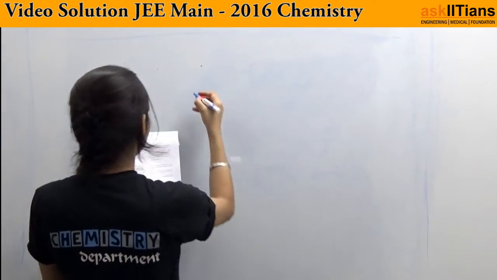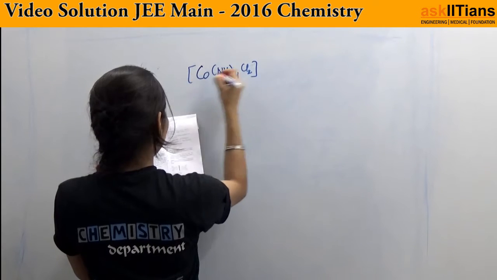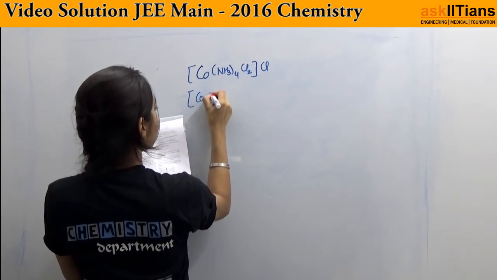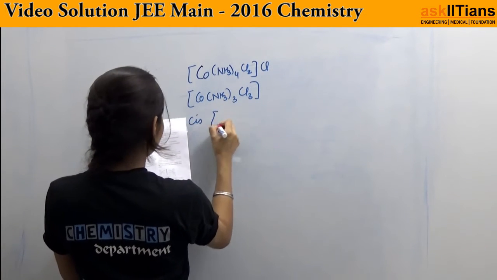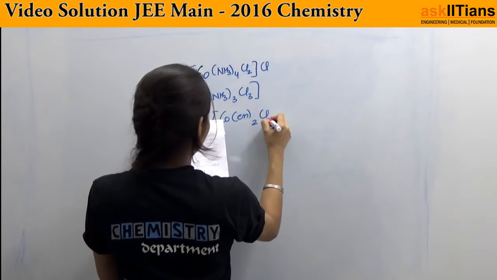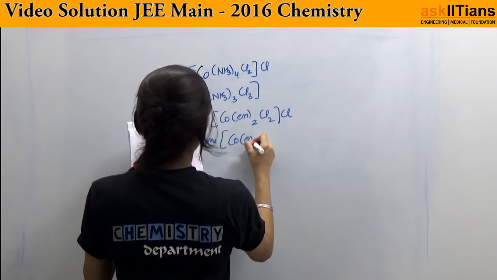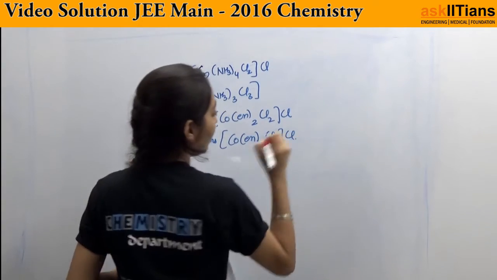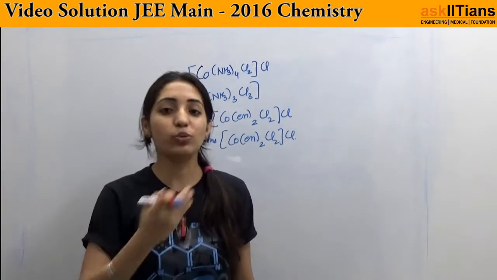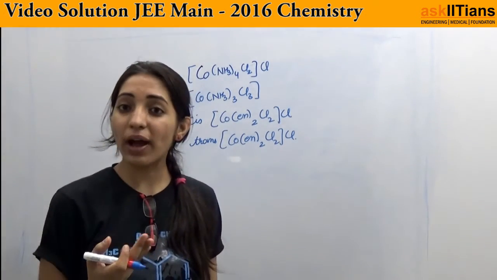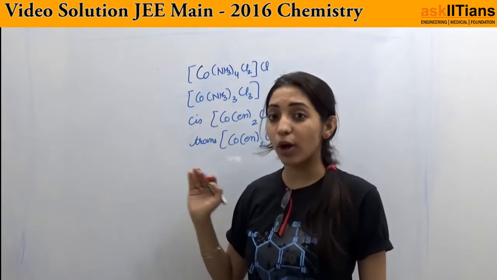So the options which are given to you are [Co(NH3)4Cl2]Cl. Then option number 2 is [Co(NH3)3Cl3]. Then you have cis-[Co(en)2Cl2]Cl, and the fourth option is trans-[Co(en)2Cl2]Cl. So students, any particular option which has a non-superimposable mirror image will be the correct option for this question, since you have to tell the option which shows optical isomerism. Let us take into account all these options one by one.